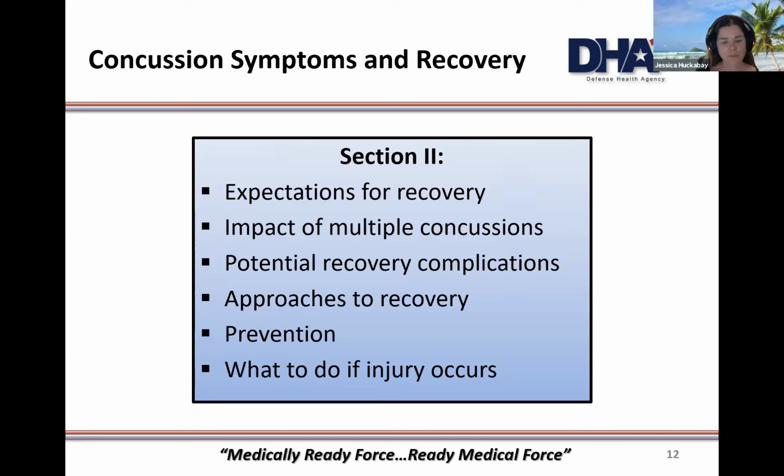All right, so we're on to section 2. And in this section, we're going to discuss concussions more in depth, including symptoms, recovery, and also we're going to talk about impact.